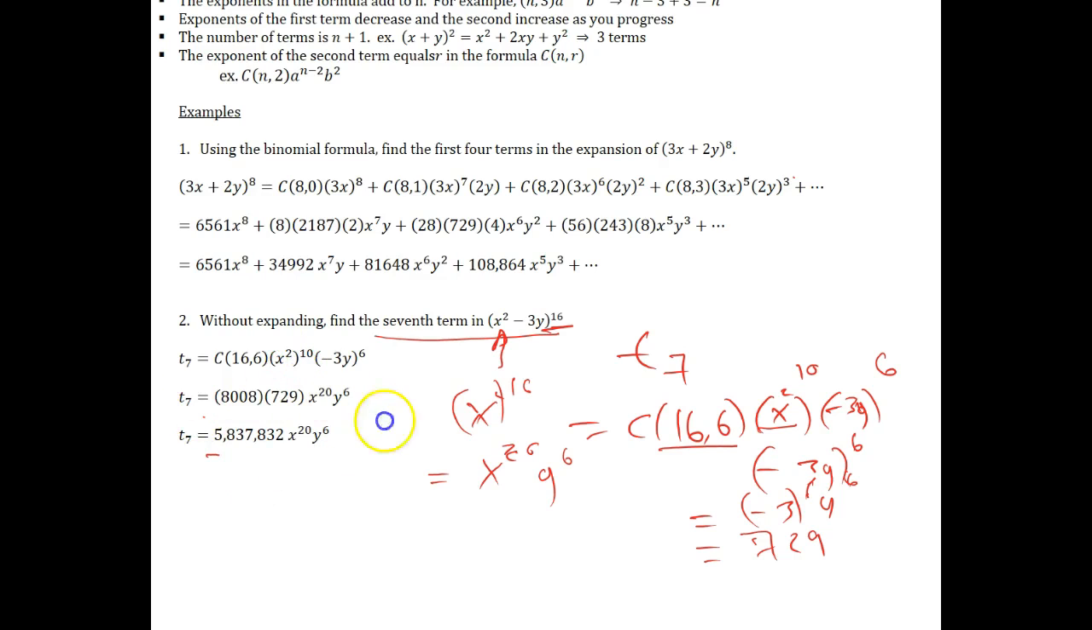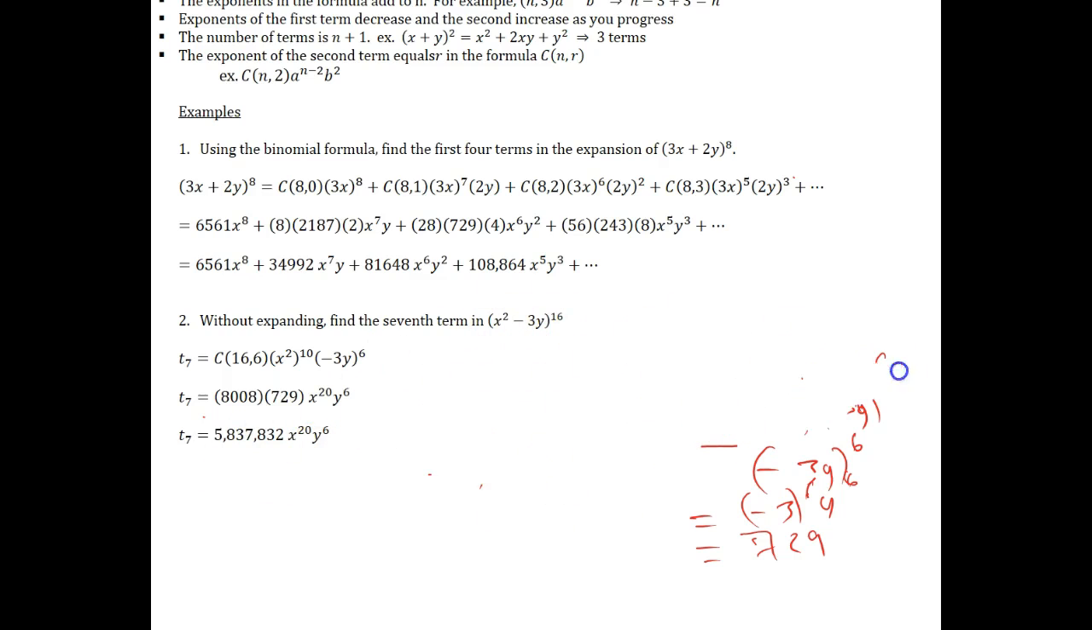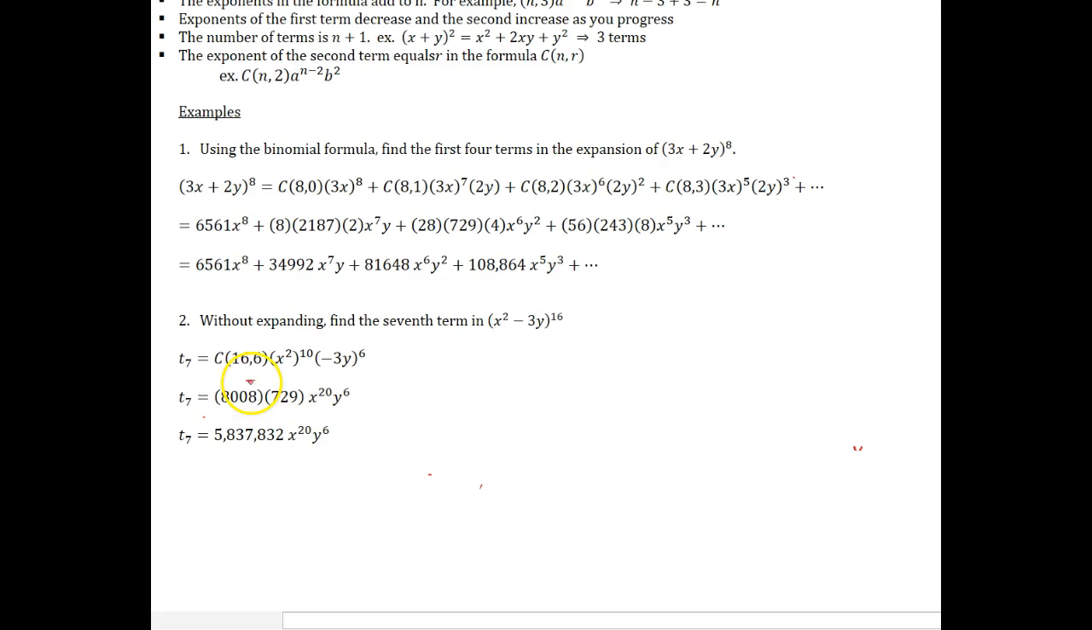So the key is, if you have to find the 8th term, it's n choose 7. And again, keep in mind that this number here and this number here match, and when added together, they will give you n. Okay, so that is how we use the binomial formula.